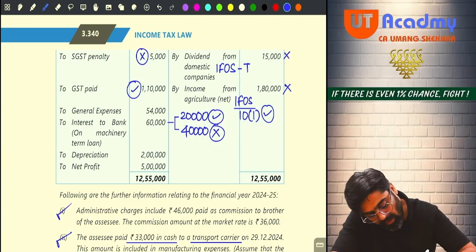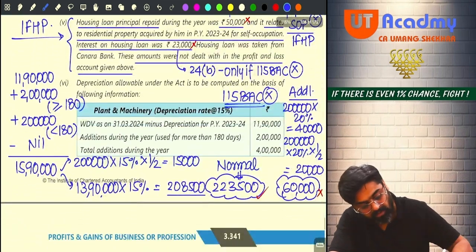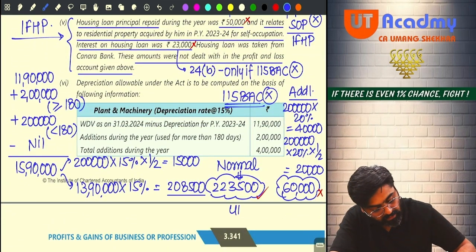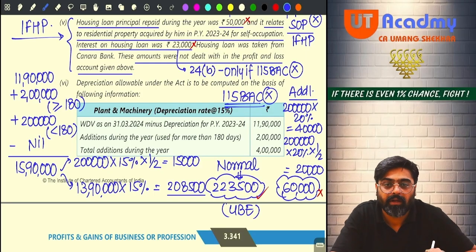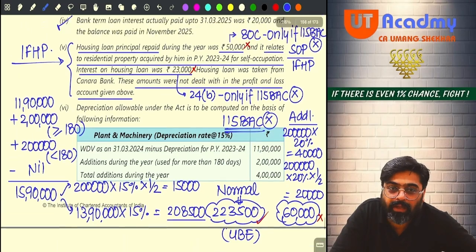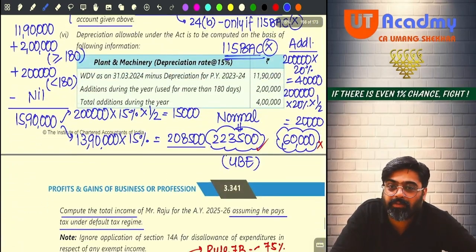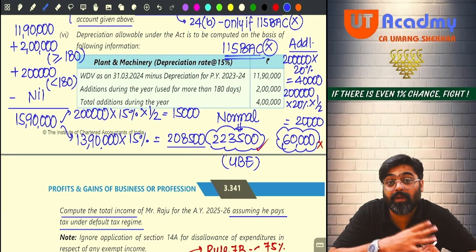General expenses will also be allowed as a deduction. Interest already done. Depreciation. This 2 lakh will not be allowed, sir. Depreciation we have already calculated here. How much? 2,23,500. This will be allowed in the form of business expense. This depreciation is allowable. Now did you see? The depreciation which was debited was only 2 lakhs. Now the amount calculated is 2,23,500. Now what will be the difference? 23,500. What will you do with this? You will add or you will less?